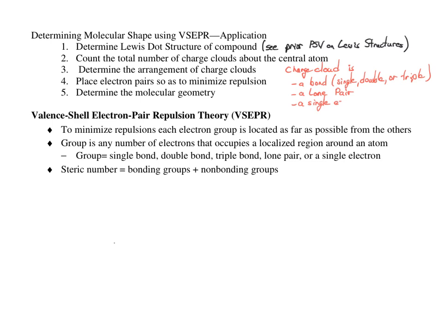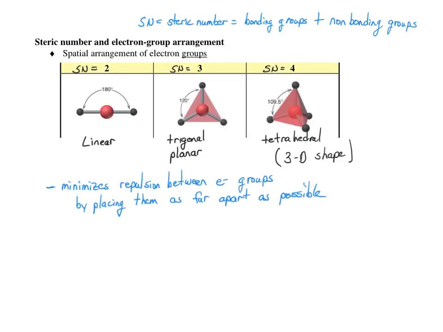To discuss the arrangement of charge clouds, we're going to introduce a concept called a steric number. A steric number is the total number of electron clouds around the central atom. So it's going to be the bonding groups of electrons plus the non-bonding groups. We want to minimize repulsion between the electron groups on the center atom, and we do that by placing them as far apart as possible.